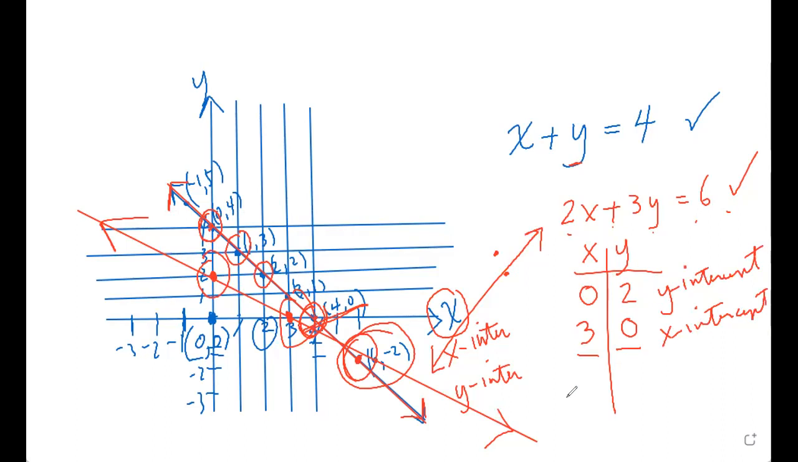And that is the way to graph a linear equation of 2 variables.